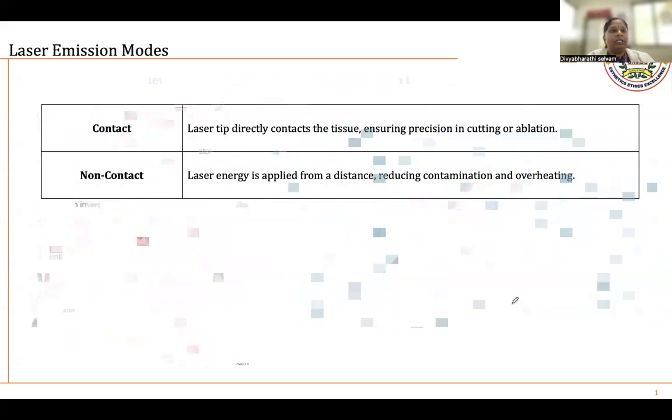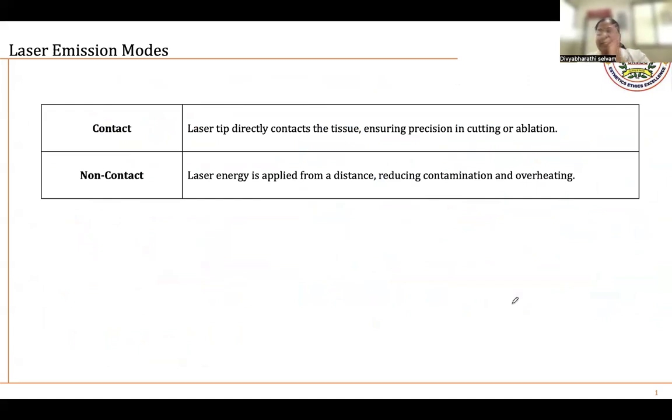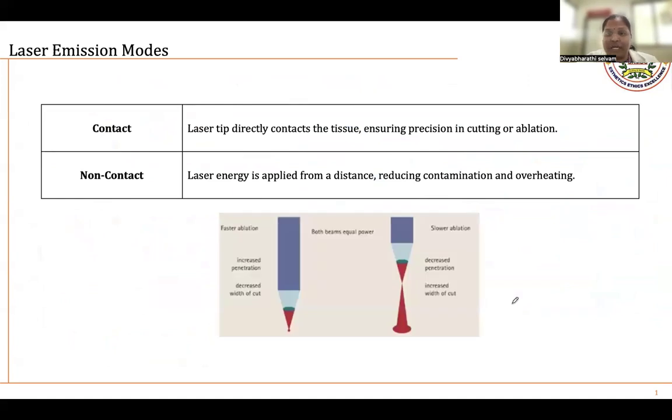Okay. So it can be used either in a contact or a non-contact mode. When the laser tip directly contacts the tissue, especially for a cutting or an ablation procedure, we'll use the contact mode of laser. Whereas in case of PBM therapy for stimulation, we'll use a non-contact mode in order to reduce the contamination and overheating of the tissues.